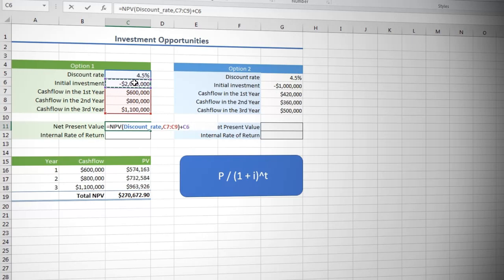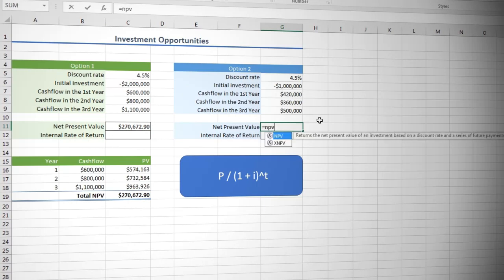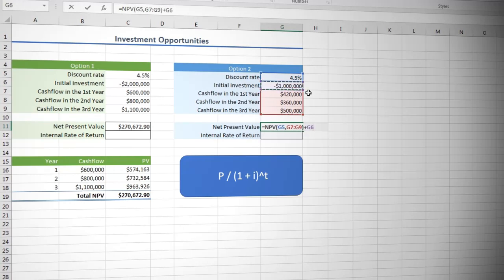Thus, if your initial cash flow is up front, i.e. at the beginning of the first period, you will need to manually net it off. When we click enter, we have now got exactly the same result. Now, let's go and do the net present value of our second investment option. So we're going to click in cell G11 and type equals NPV. Our rate is the same, so 4.5%. And once again, we are going to select our cash flows and then net off our initial investment.